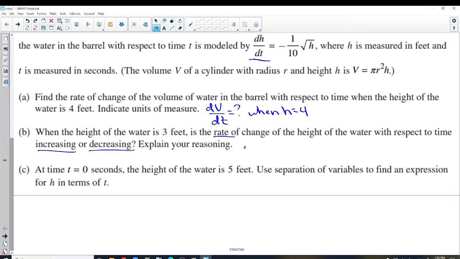So we want d2h over dt squared, which is equal to, well, that's negative 1/10 h to the 1/2. So we have negative 1/20 h to the negative 1/2. But look at the bottom. We're taking the derivative with respect to t, not with respect to h. It says derivative of h with respect to t. So we have to multiply by dh/dt because we didn't take the derivative of t. So we have to do this implicitly. We have to do the chain rule to get this.